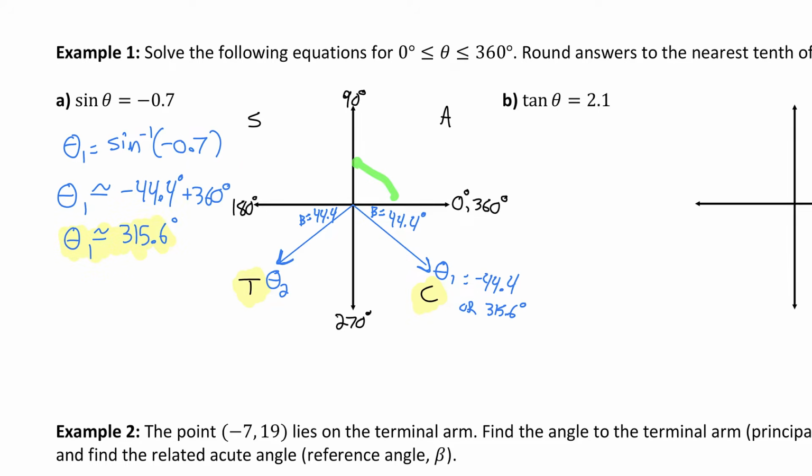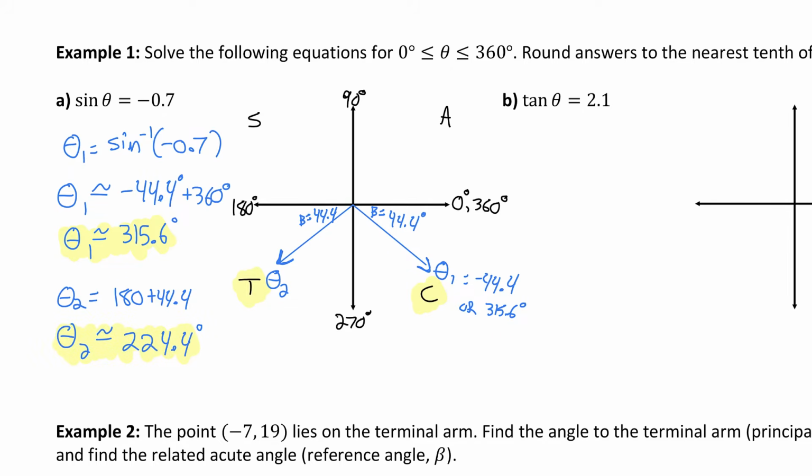Let me get my second answer, which is the angle of rotation to get to this terminal arm. I noticed that I would go 180 plus the reference angle. So 180 plus 44.4 will tell me angle 2. 180 plus 44.4, I get about 224.4 degrees.